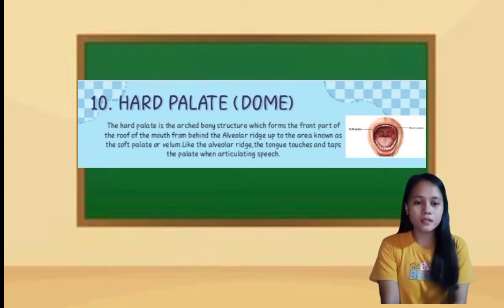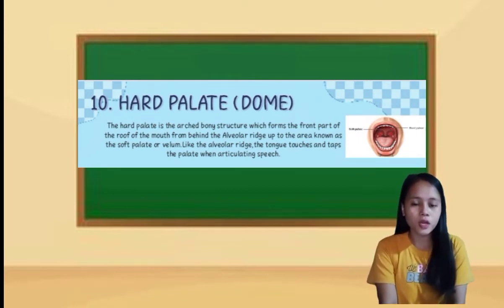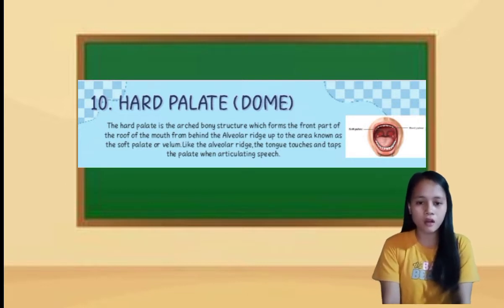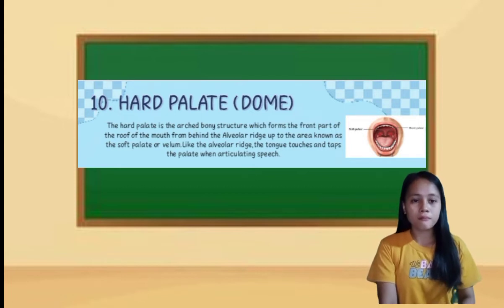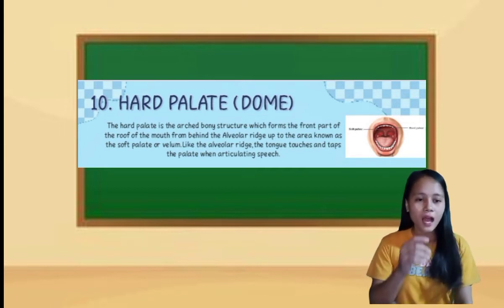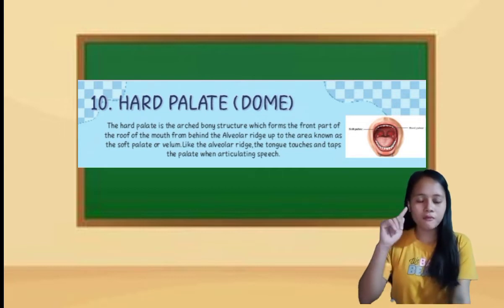The hard palate is the arched bony structure which forms the front part of the roof of the mouth from behind the alveolar ridge up to the area known as the soft palate or velum. The hard palate is found in the alveolar ridge, which is the part above the teeth, then up to the velum.